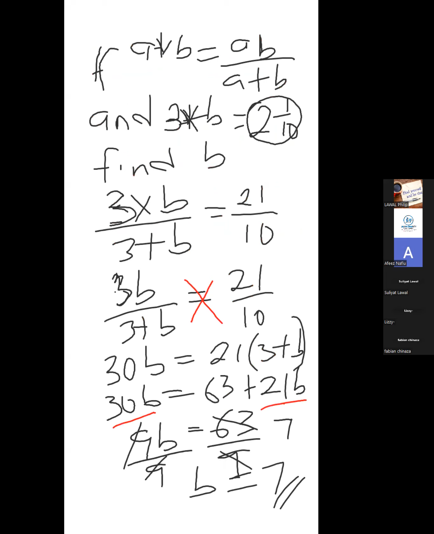A star B is equal to AB divided by A plus B. The two numbers that I use are whole numbers, 3 and 7. If you put 3 and 7 in the position of A and B, 3 times 7 will give you 21. 3 plus 7 will give you 10. But 21 over 10 is not a whole number.